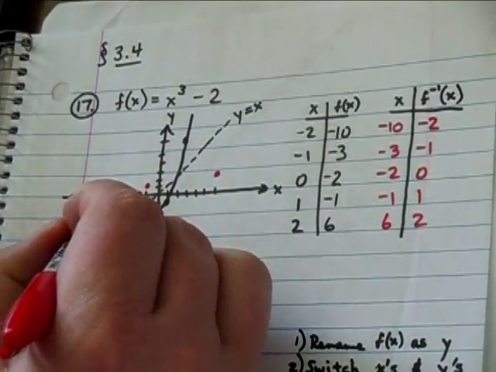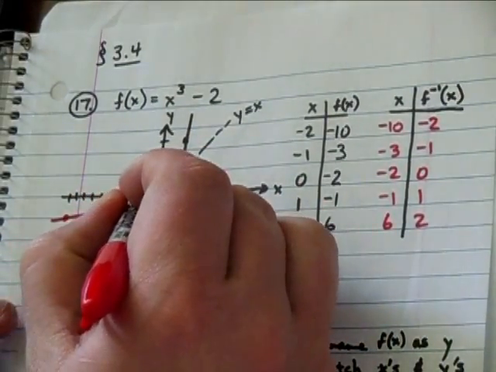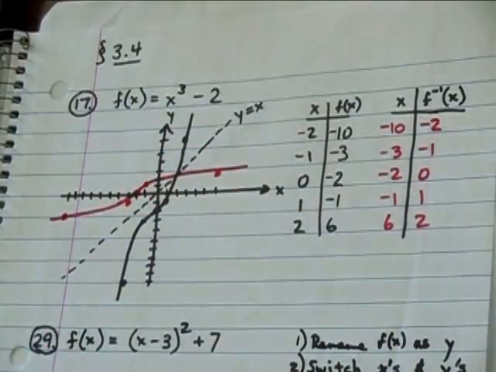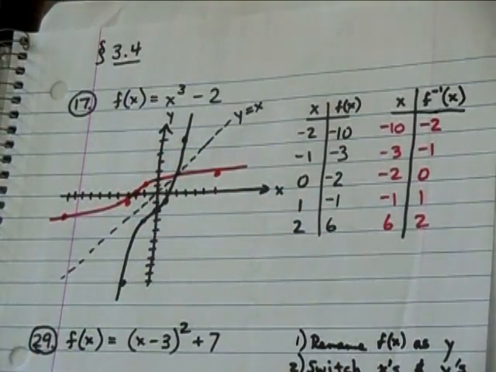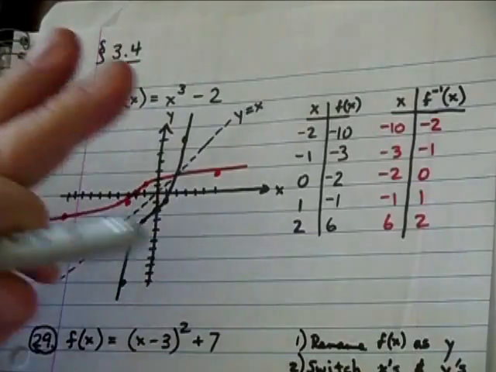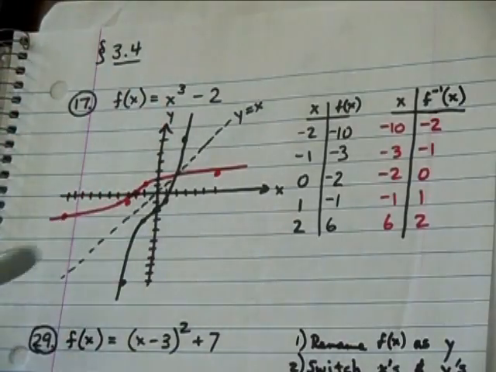So then I end up with a graph that looks something like this. And if you look at it carefully, you can see how the red graph is a mirror image, if you flip it across that dotted line, of the original graph.